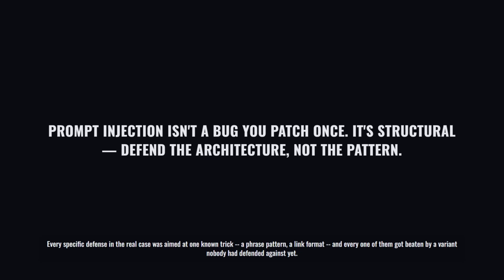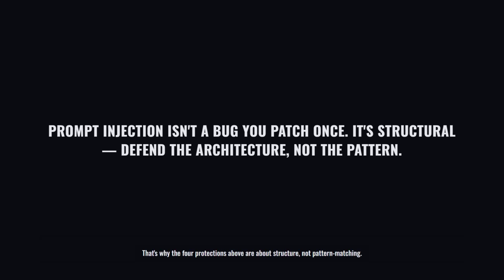Every specific defense in the real case was aimed at one known trick: a phrase pattern, a link format, and every one of them got beaten by a variant nobody had defended against yet. That's why the four protections above are about structure, not pattern matching. Prompt injection isn't a bug you patch once, it's a structural fact about how these systems read text, and the fix has to assume new variants are coming, not just block the ones already seen.